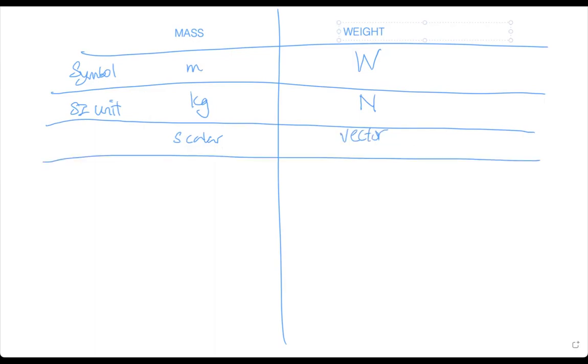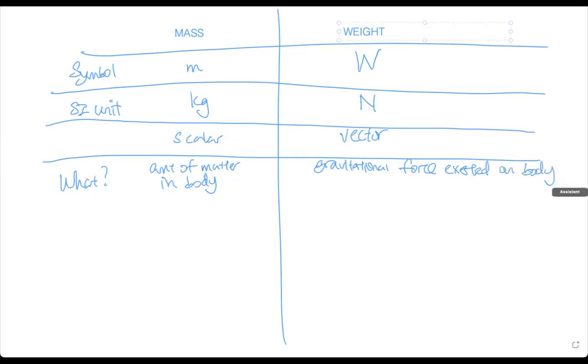Okay, so what is mass? Mass is the amount of matter in the body. How about weight? What is actually weight? Weight is the gravitational force exerted on the body. Is that clear?